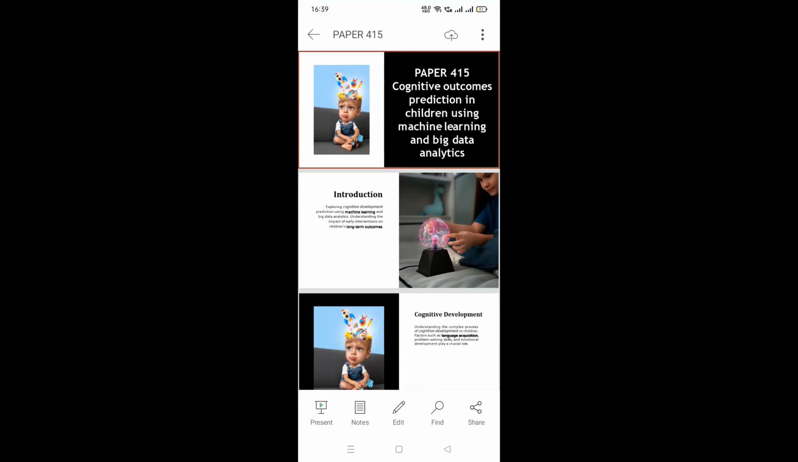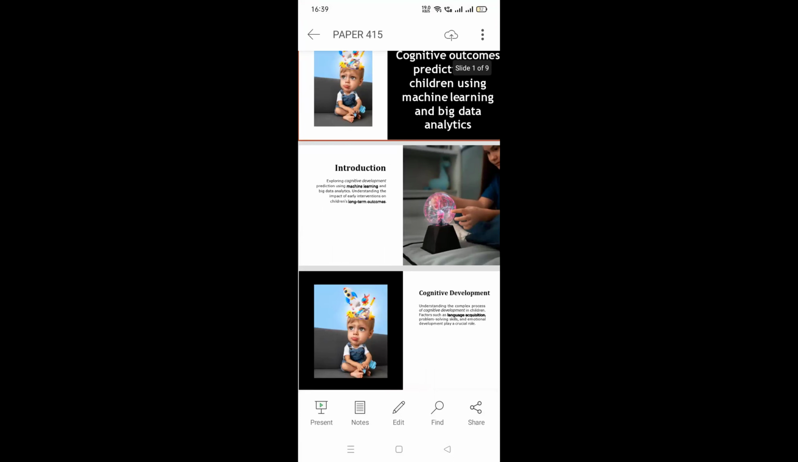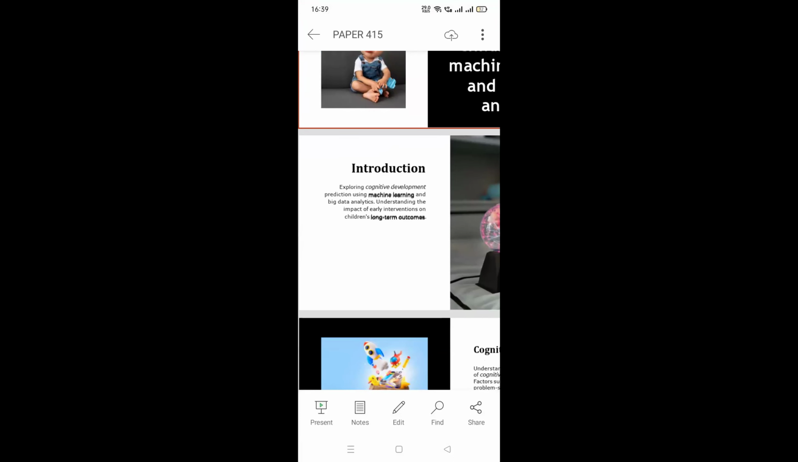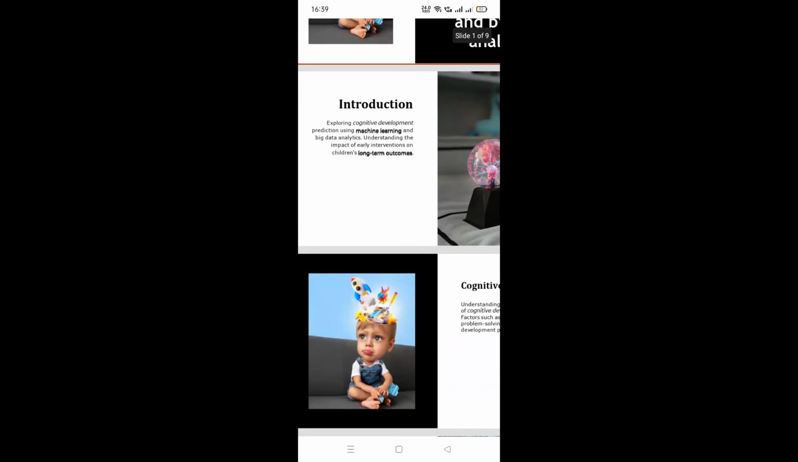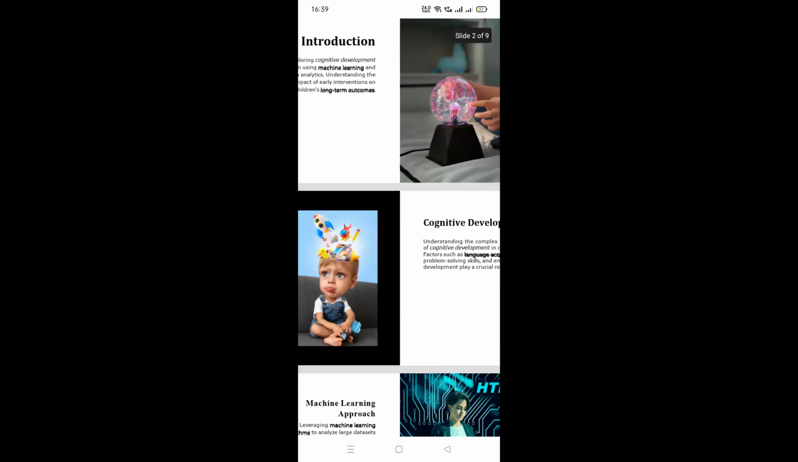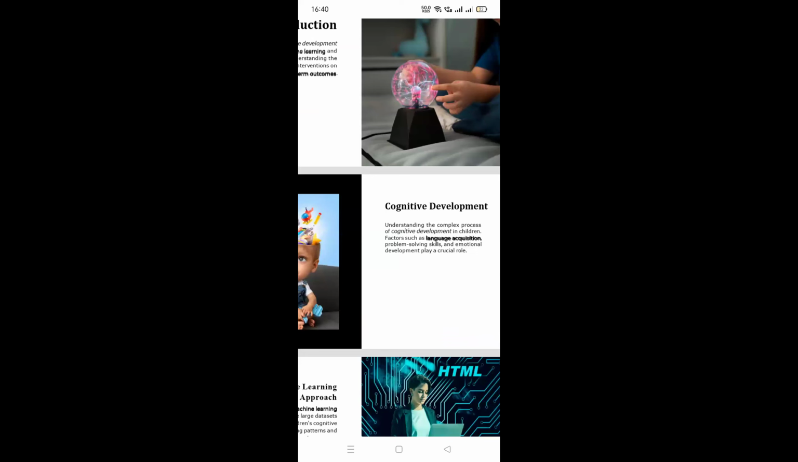Subject: cognitive outcomes prediction in children using machine learning and big data analytics. The introduction for the subject is exploring cognitive development prediction using machine learning and big data analytics, understanding the impact of early interventions on children's long-term outcomes. Cognitive development here means understanding the complex process of cognitive development in children. Factors such as language acquisition, problem-solving skills, and emotional development play a crucial role.